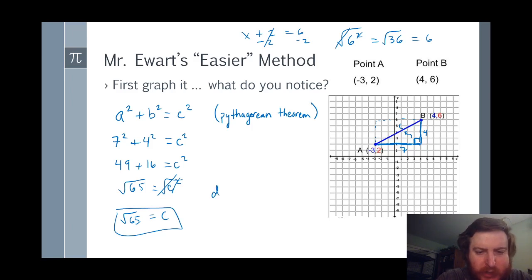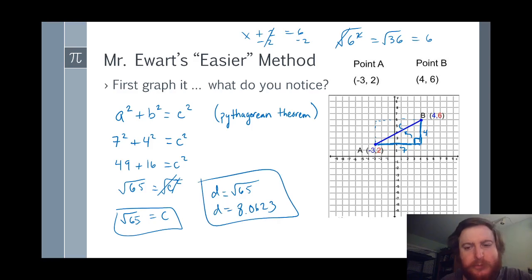So our distance, we would say, would be the square root of 65, or, type that in a calculator, we got that 8.0623 number. So either one of those two answers is correct. So I really like this method a little bit better.